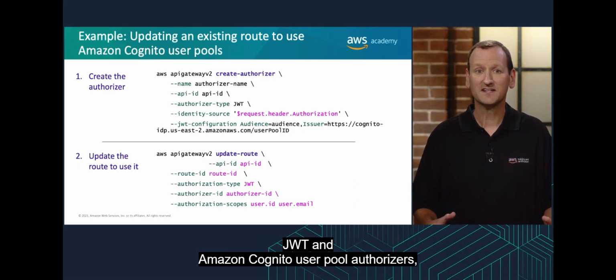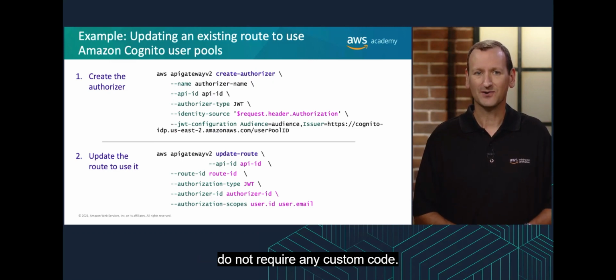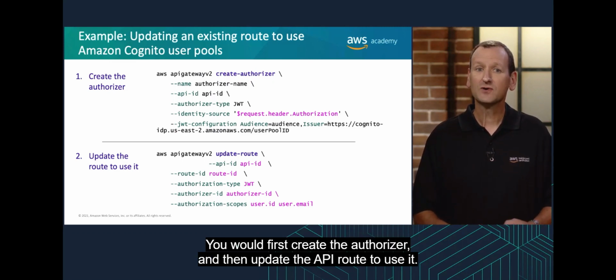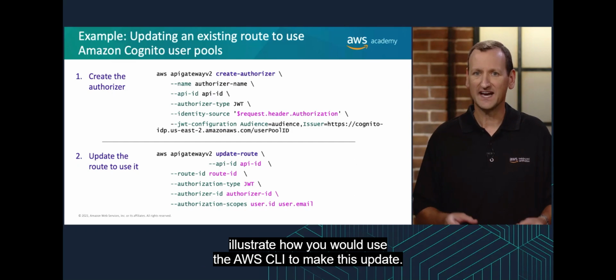JWT and Amazon Cognito user pool authorizers do not require any custom code. You would first create the authorizer and then update the API route to use it. The code snippets on this slide illustrate how you would use the AWS CLI to make this update.